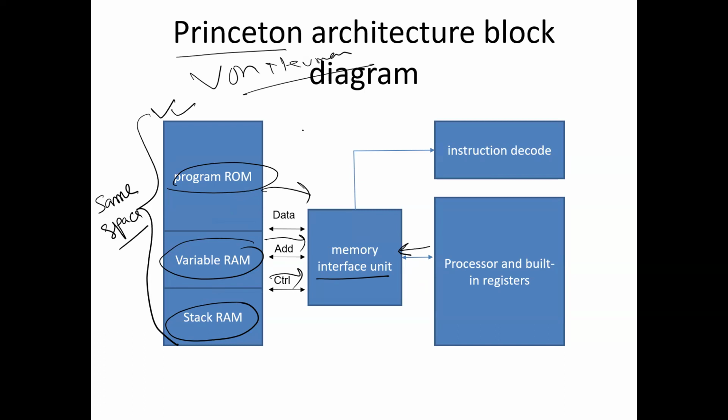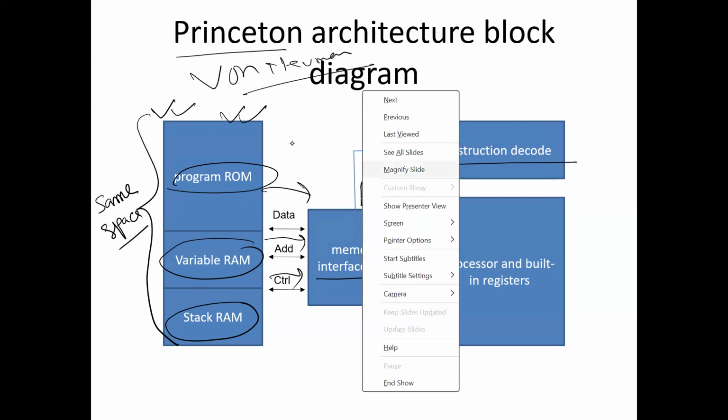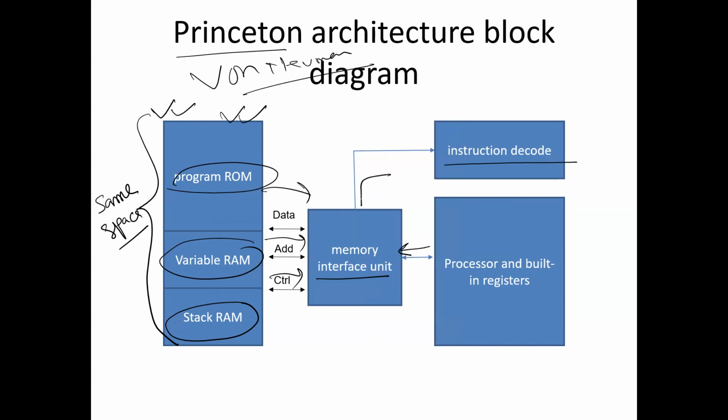So this is called von Neumann architecture. All memories are in the same space. This is the structure. If the processor wants to access the memory, it will call the memory interface unit. After that, it can access the memory. And the instruction decoder decodes these instructions. If it wants to give some feedback, it can do. Okay, so this is called Princeton or von Neumann architecture.